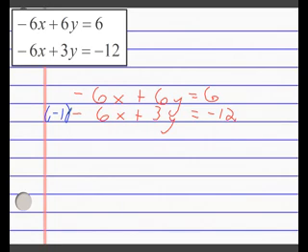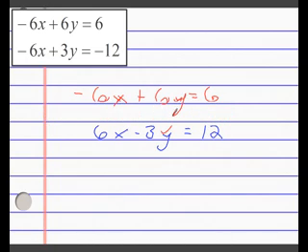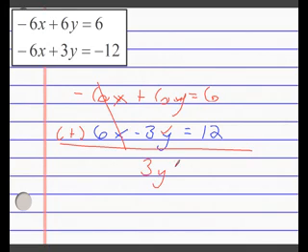So I'm going to go ahead and do that. -1 times -6 is +6x. -1 times 3 is -3y. Then -1 times -12 is +12. So now I have -6x plus 6y equals 6 and +6x minus 3y equals 12. So I can cancel out my x's. I'm going to add down. So 6 minus 3 is 3y equals 6 plus 12 is 18. So if I divide by 3, I get y equals 6.